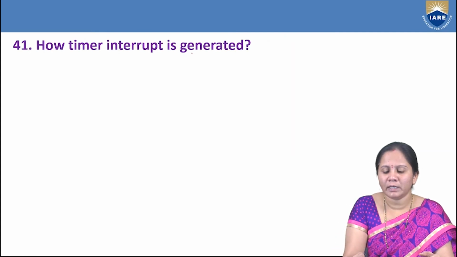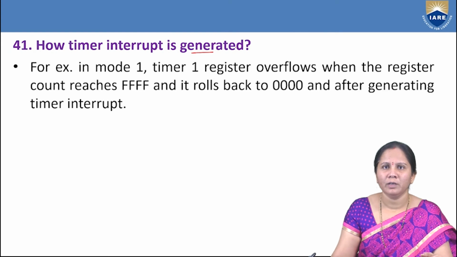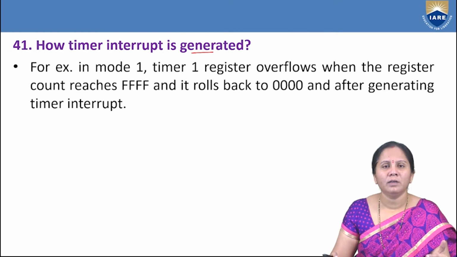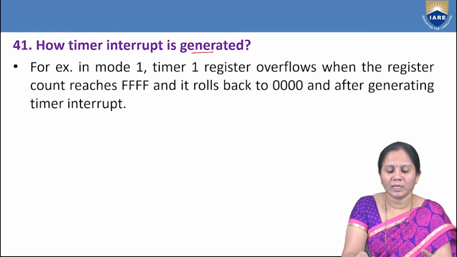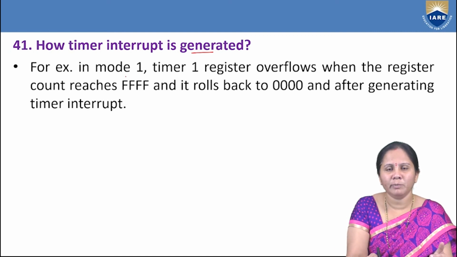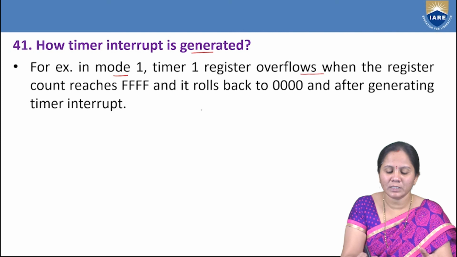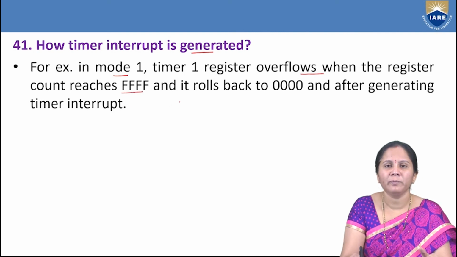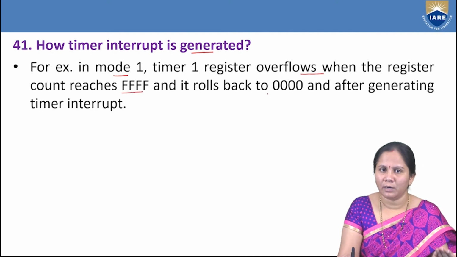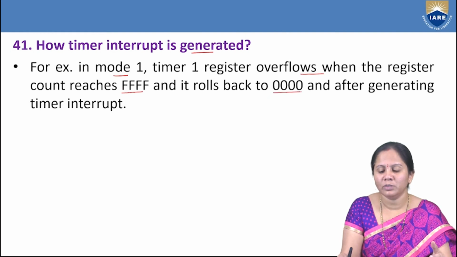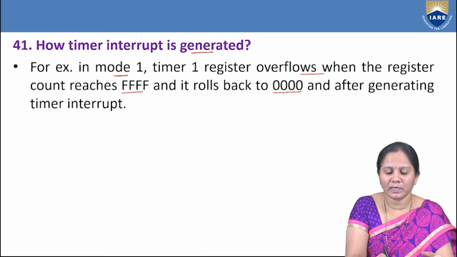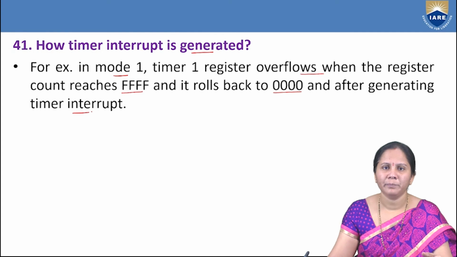How is a timer interrupt generated? We have two timers available. A timer can be operated in different modes. For example, in mode 1, the timer 1 register overflows when the register count reaches FFFF. When it is incremented by 1 again, it goes back to 0000. That means it will be resetting, and after that it generates the timer interrupt.